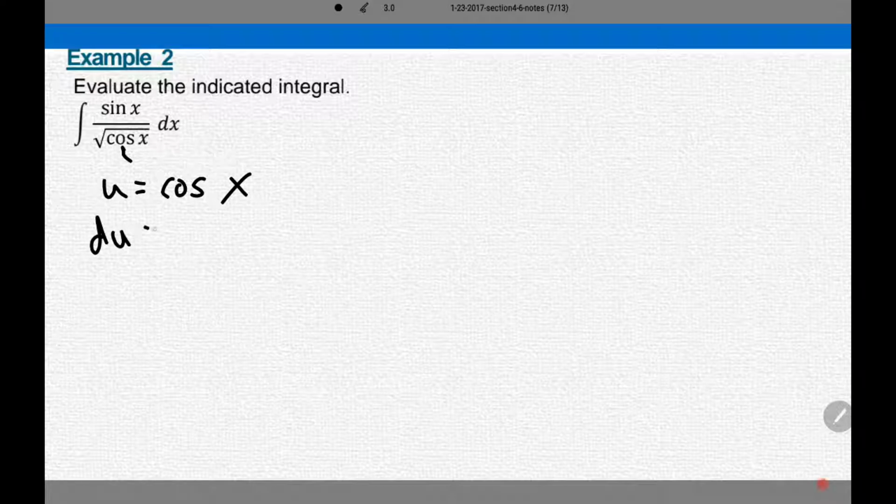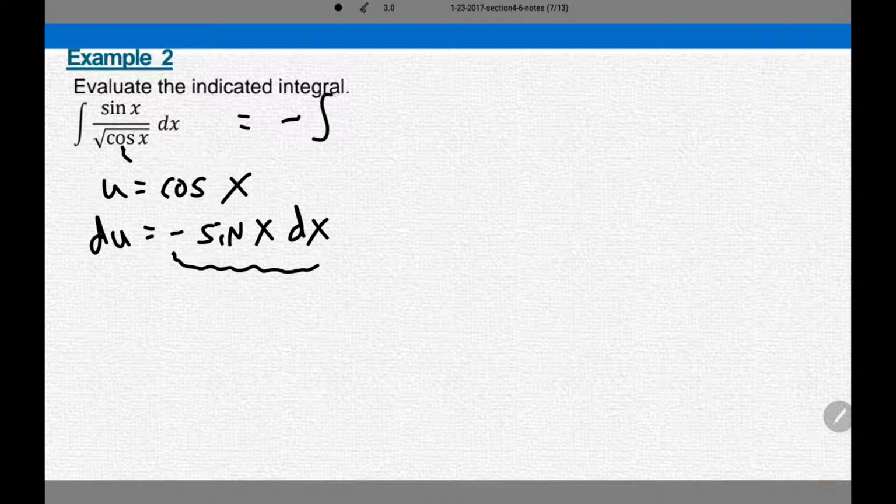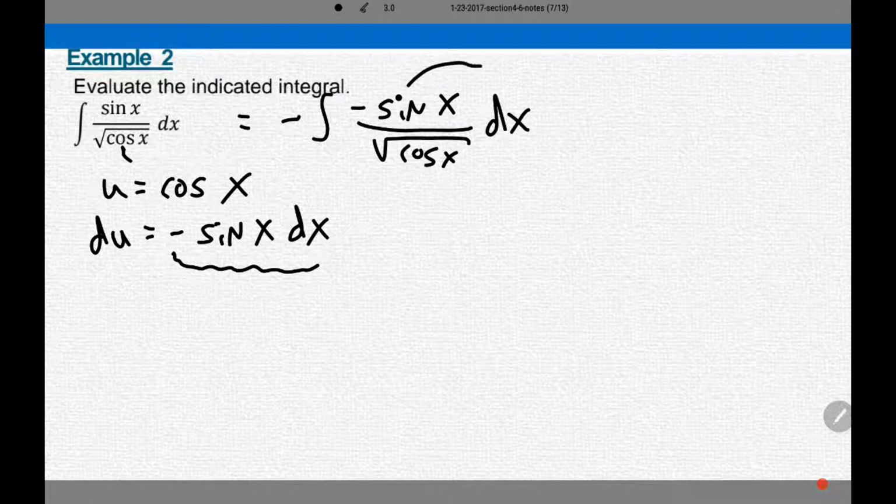And if I take the derivative of that with respect to x, I get negative sine of x dx. So when I get started on this, I'm going to have to push a negative sign out front to take care of this negative sign. And it ends up becoming the negative integral. And I got the negative sine of x over the square root of cosine of x with the dx out here. So I've got du on top. So this is du. And u is equal to that.